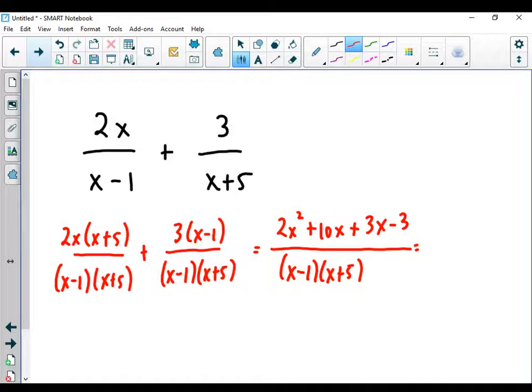Now on to the simplifying step. Part of the simplifying would be getting common terms together. So we've got 2x squared plus 13x minus 3, and all of that is over x minus 1 times x plus 5. The only thing left now is to see, could I factor the top? Because if I could factor the top, I could maybe do some simplifying, maybe reduce this fraction.